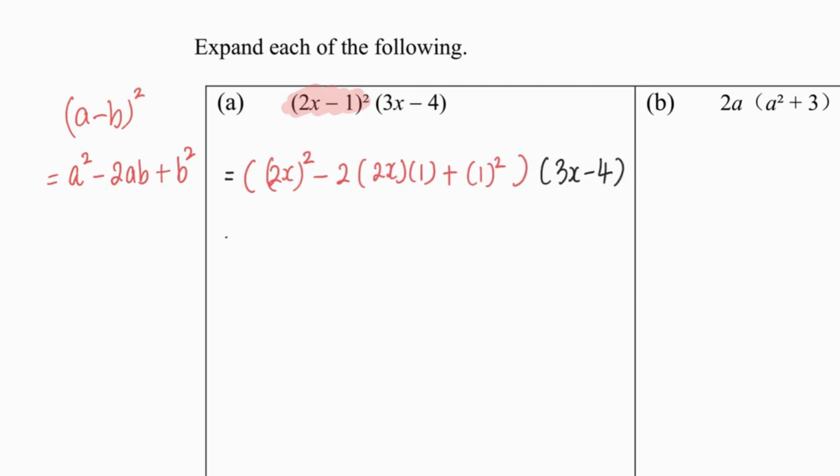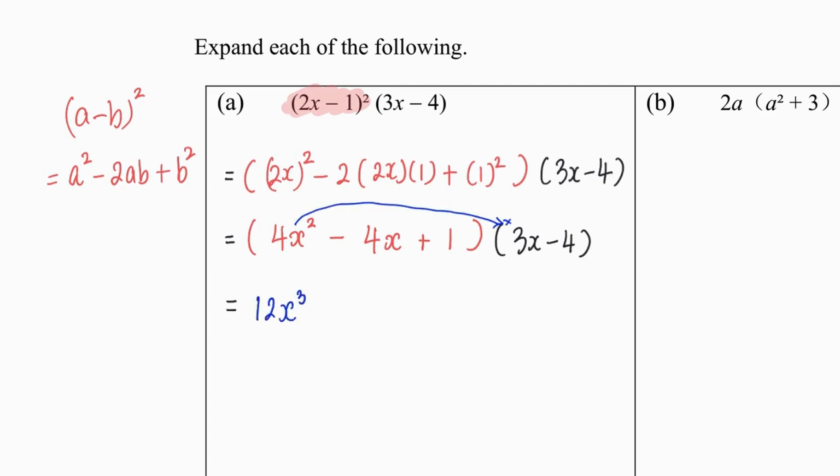And we are going to simplify that first. Then we'll have 4x squared minus 4x plus 1. And after which, it is essentially just applying the distributive law of multiplication, where we will have 12x cubed. And when I multiply them, this will give me negative 16x squared.